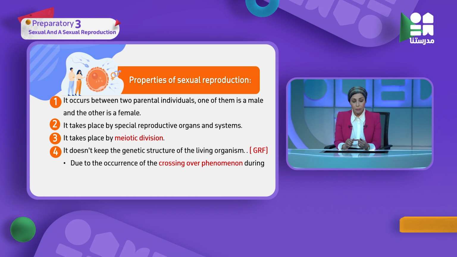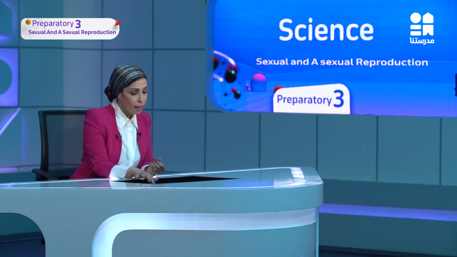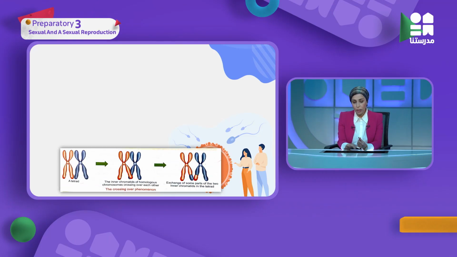Let's remember together a very important phenomenon or process that happens during the meiosis division, which is called the crossing over phenomenon, that I explained before and I'm going to repeat now, which happens at the end of prophase 1. We said at the end of meiosis, at the end of prophase 1, the crossing over phenomenon happens. Let's memorize it. We said it happens during formation of gametes.